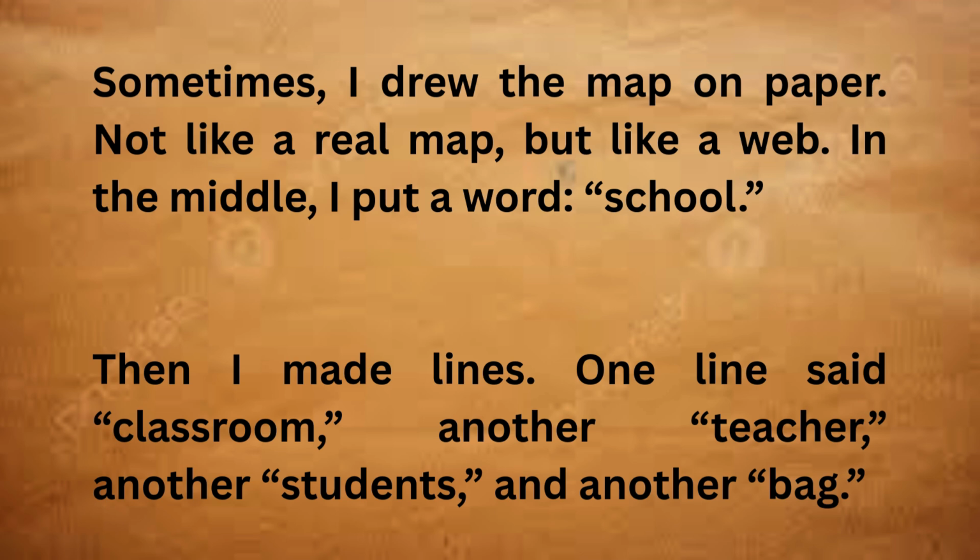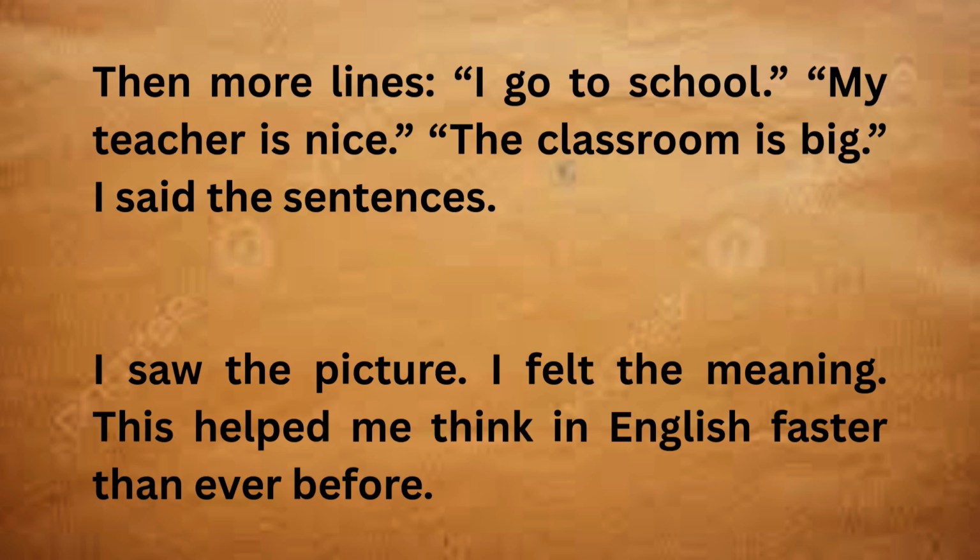In the middle, I put a word, school. Then I made lines. One line said, classroom, another teacher, another students, and another bag. Then more lines. I go to school. My teacher is nice. The classroom is big. I said the sentences. I saw the picture. I felt the meaning. This helped me think in English faster than ever before.